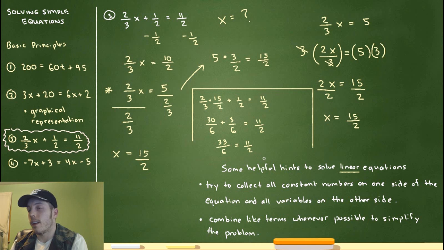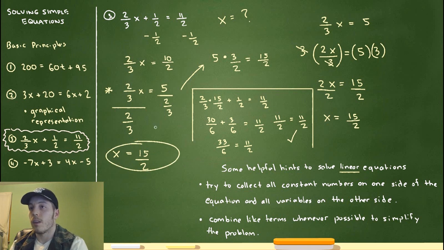And let's see, is that 11 halves? So 3 goes into 33 11 times, and 3 goes into 6 2 times. So that fraction does indeed simplify to 11 halves. So 15 over 2 is the correct answer. We do obtain a valid statement when this is plugged back in.